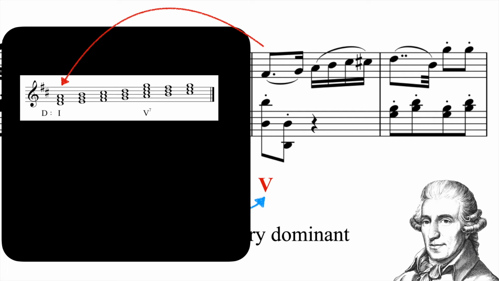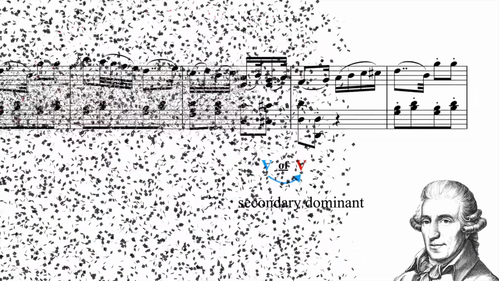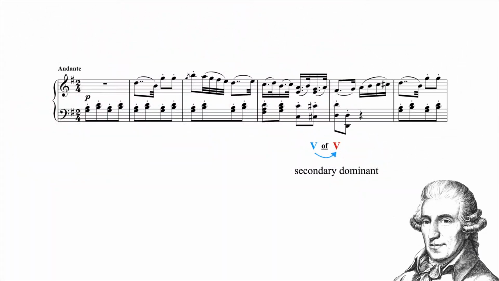In the key of D, A7 is the dominant seventh, or in this case, 5-6-5, owing to the fact that C sharp is in the bass. This relationship is expressed in notation as 5-6-5 of 5.